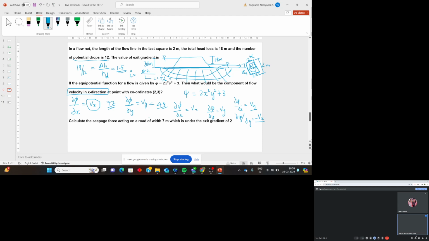With this, now you can calculate. Which case, sir? You consider this as a stream function, and now you calculate Vx and Vy. Okay, sir.